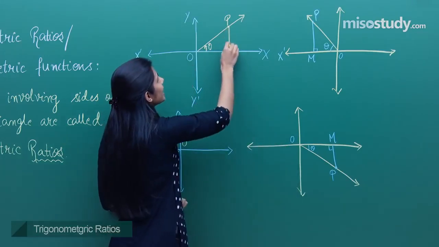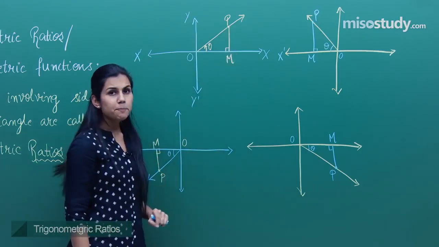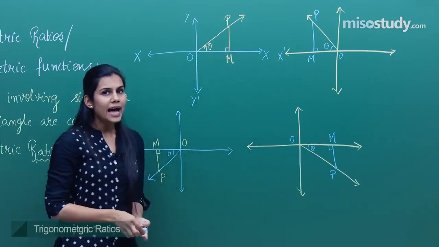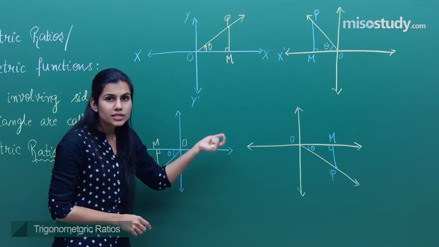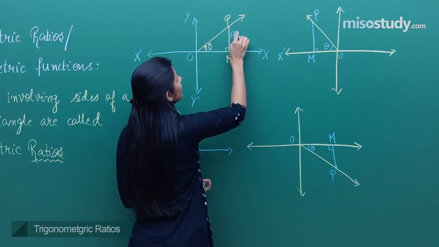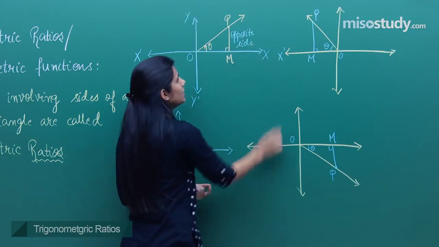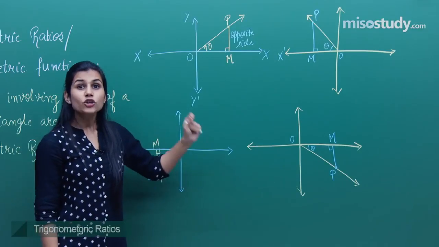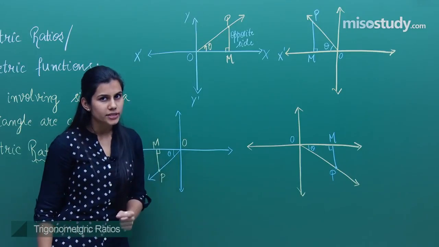If you observe the side PM of the triangle POM, the side PM is lying opposite to the angle theta. And that's why I name the side which is lying opposite to my angle theta as the opposite side. Mind it, the first step was to fix an angle theta. And then corresponding to that angle theta, PM is standing here as the opposite side.